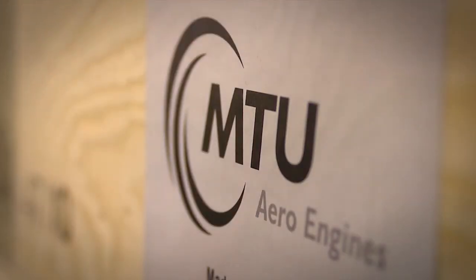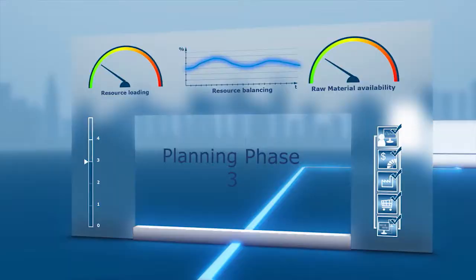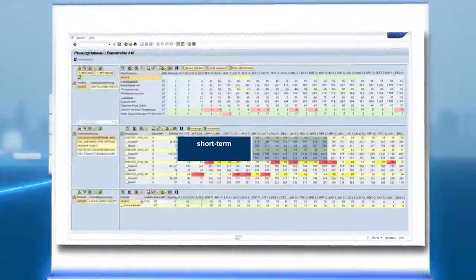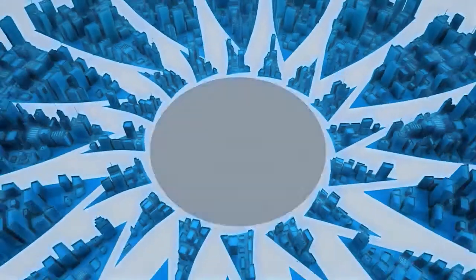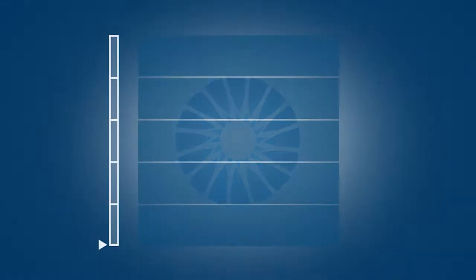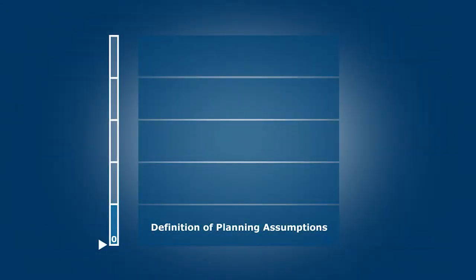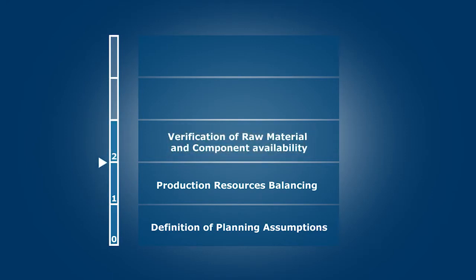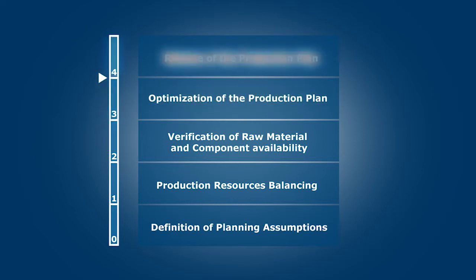What is the part of production planning to ensure customer satisfaction? The production planning process comprises 6 planning cycles per year, each of which consists of the following 5 phases: definition of planning assumptions, verification of the production resources, availability of raw material and components, optimization, and finally the release of the production plan.